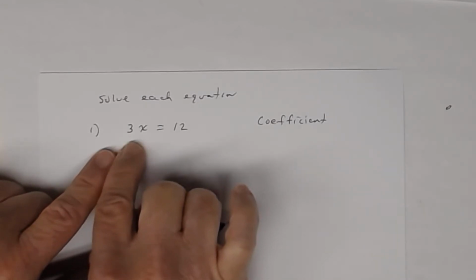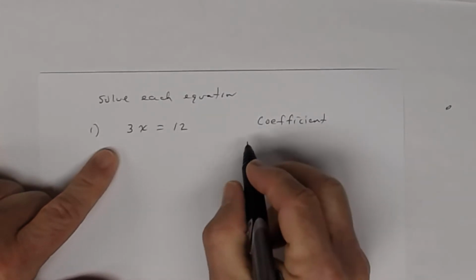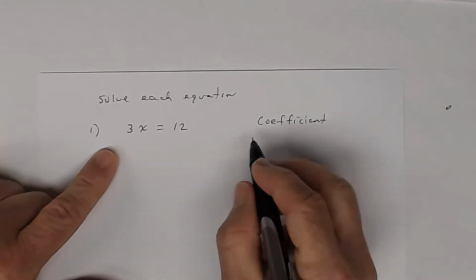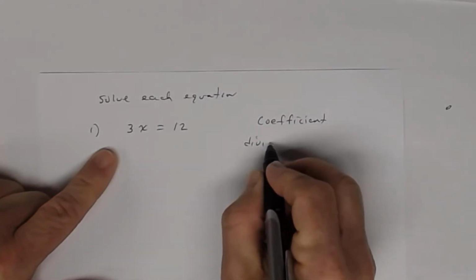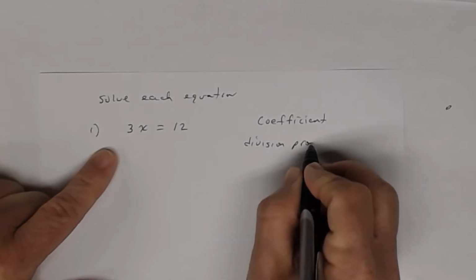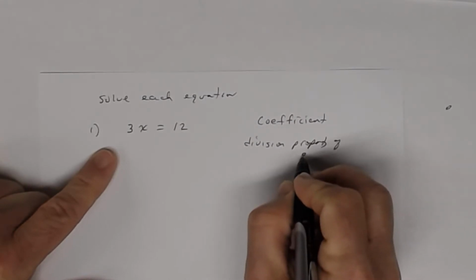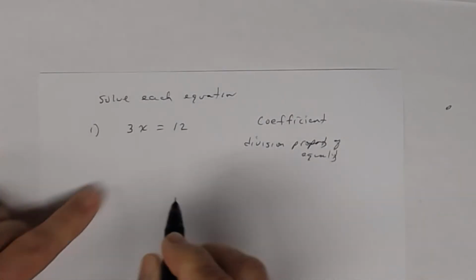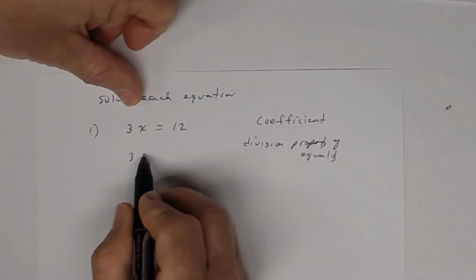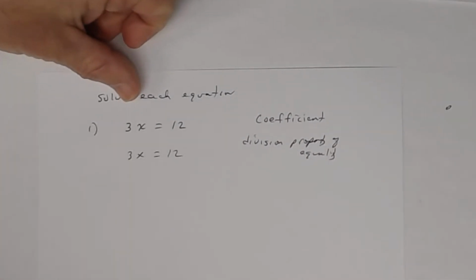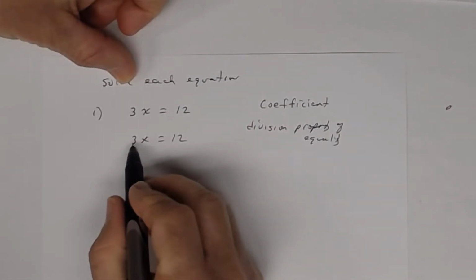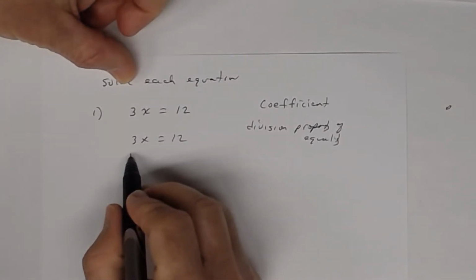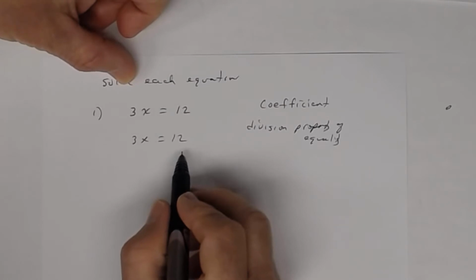So the opposite of multiplication is division. So I'm going to use the division property of equality here. Okay? All right, so I'm going to write this over. All right, remember the division property of equality says if I divide one side by a number that's not 0, then I got to do the same thing to the other side.